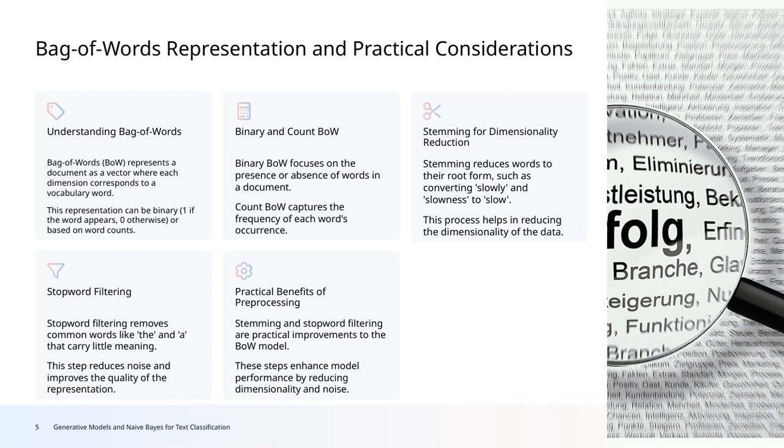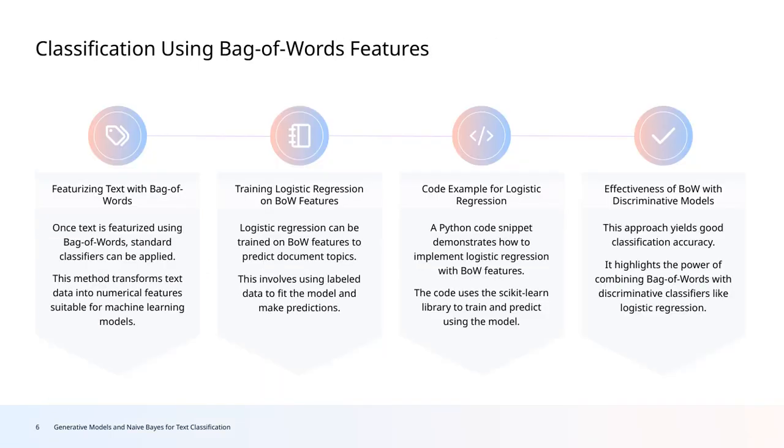Overall, representing text as a BOW vector allows us to convert unstructured text into a structured form that algorithms can work with. This is fundamental for many text classification tasks, especially when combined with models like Naive Bayes, which we'll explore further. Now, let's look at how we can perform classification using bag of words features.